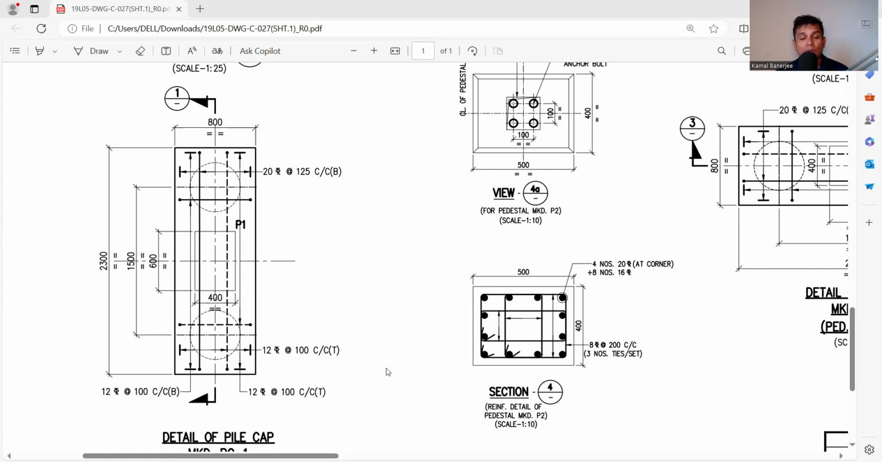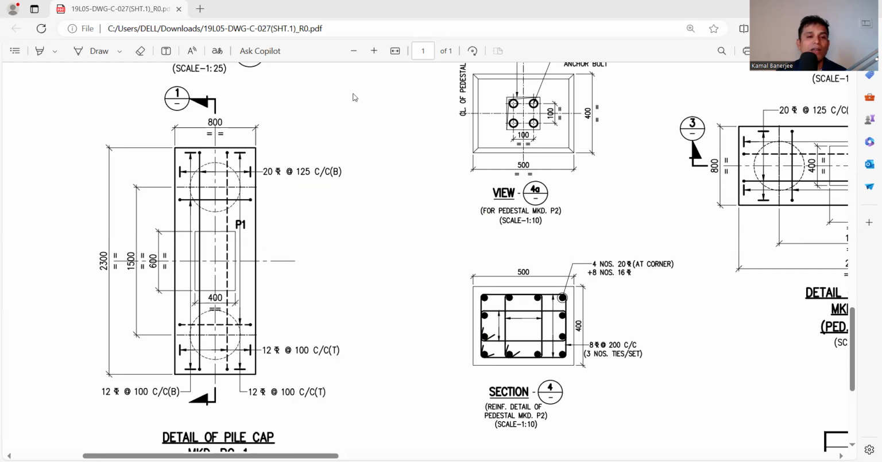So in the bottom, in the longer direction, 20 torr at the rate of 125 center to center, and in the other direction 12 torr at the rate of 100 center to center, and in the top both directions are 12 torr at the rate of 100 center to center. So we are getting the reinforcement of the pile cap. Now how it will be distributed, that we need to know from the section.